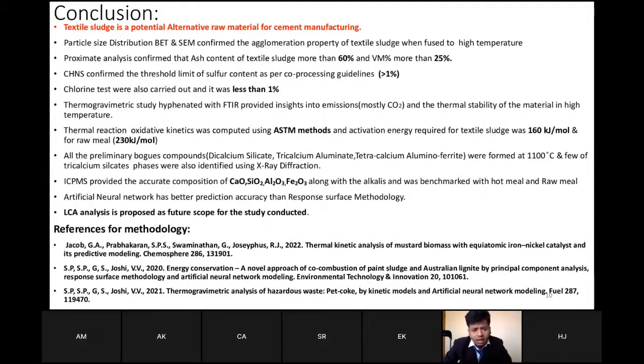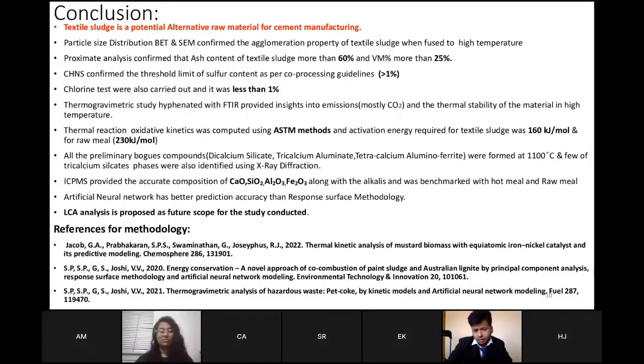As you can see, the textile sludge had a high ash content, and the volatile matter is 25%, but the calorific value is less than 200 kilocalories. That indicates that it has only alternative raw material property and no alternative fuel property. The sulfur content and the chlorine content were less than 1%, which is also as per co-processing guidelines. And the thermal reactive oxidation kinetics said that the average activation energy required for textile sludge is 160 kilojoules, and for raw meal it is 230 kilojoules.